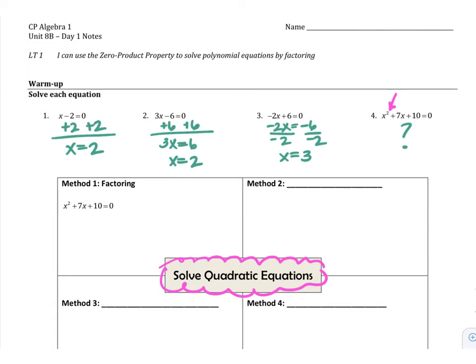Okay, so on all 3 examples in the warm-up, we should be using inverse operations to isolate the variable. And then we get to the 4th problem, which is x squared plus 7x plus 10, and we don't know how to solve it because we can't use inverse operations. And so that's where factoring comes in. So our first method is going to be factoring, like I said, which sounds familiar.